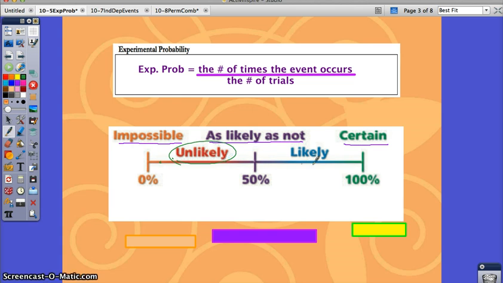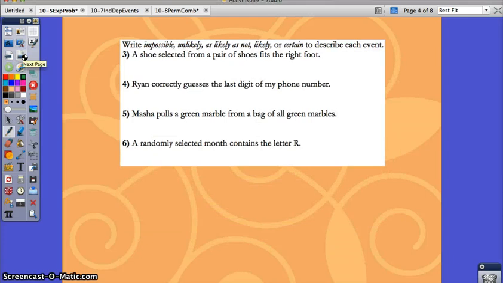And then anywhere between 50% and 100% would be likely. So again, if you're over here at like 95%, it's very likely. If you're over here, it's a little bit better than as likely as not, but it's not very, very likely. So we're going to use these words on the next example to just describe each event. So when you're done, go ahead and turn the page. Write impossible, unlikely, as likely as not, likely, or certain to describe each event. You don't have to actually find the theoretical probability here, but it may help to think about it.